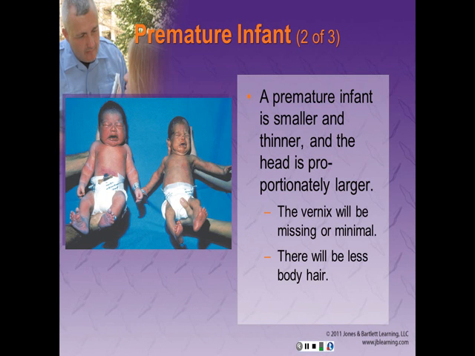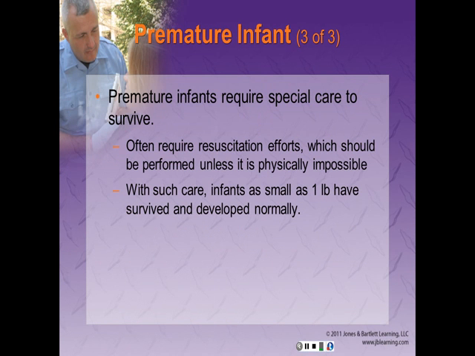The vernix will be missing on the premature infant, or it will be very minimal, and there will also be less body hair. Premature infants require special care to survive. They often require resuscitative efforts, which should be performed unless it is physically impossible. With such care, infants as small as 1 pound have survived and developed normally.